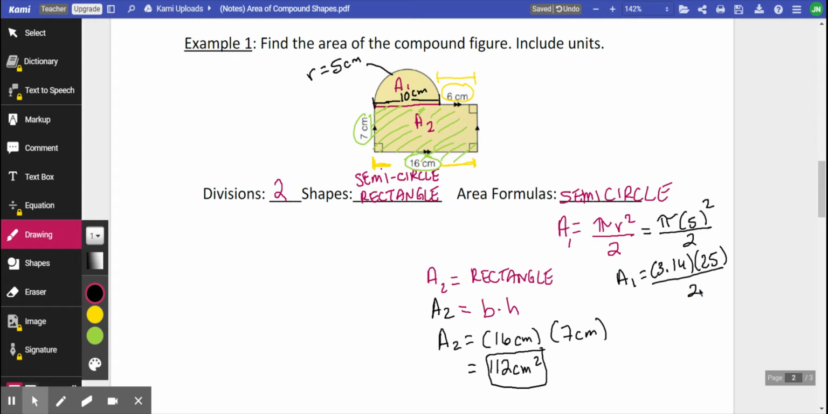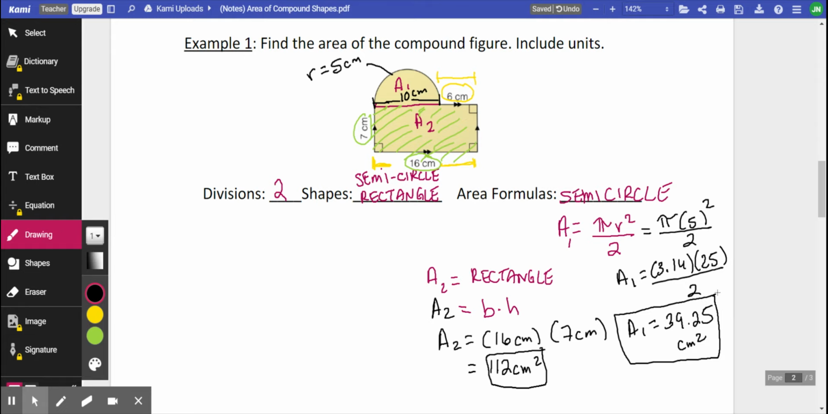So let me get my handy dandy calculator. 3.14 times 25 divided by 2, I get 39.25. So area 1 equals 39.25 centimeters squared. Don't forget the units.